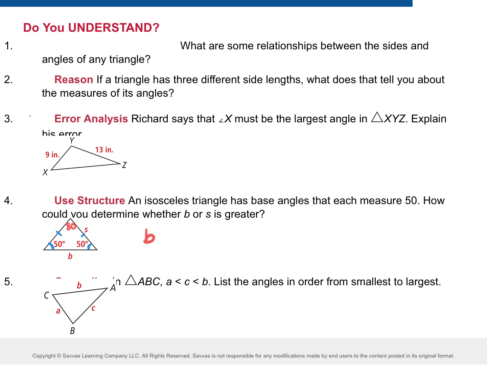Okay, and then number 5, it says in the triangle, side lengths A is less than C, which is less than B. It wants us to list the angles in order from smallest to largest. What is my smallest angle? It is A, the angle A there, because it's across from the smallest side. So A, what's the next? C. It is C, what's next? B. Okay, it kind of just worked out that they were the same letters there. That will not always be the case. Okay.